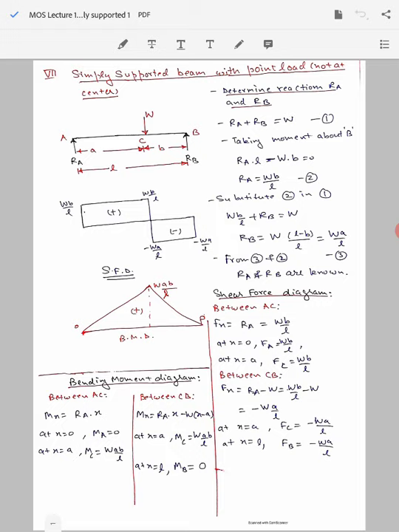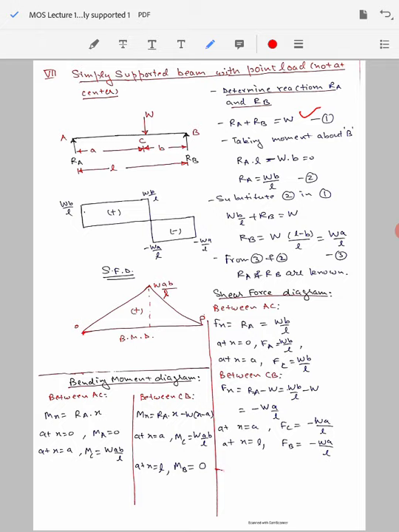Now to determine the reactions, we know that the sum of the reactions will be equal to the applied load, so RA plus RB will be equal to W. So this one equation we know. Now in order to determine the second equation between the reactions, we need to take the moment. So we will take the moment of the load about the point B.